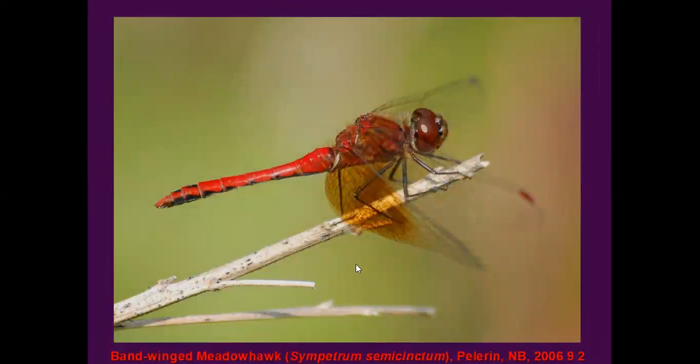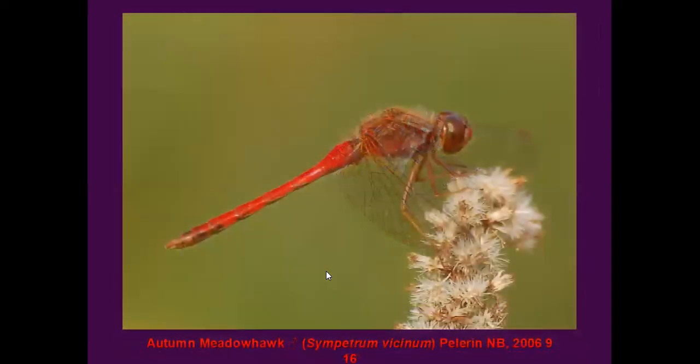And the band-winged meadowhawk with those nice amber-colored patches in the wings. And the autumn meadowhawk, which is our only meadowhawk with paler legs. If you were paying attention, all the other meadowhawks have black legs. The autumn meadowhawk has yellow to tan to brown legs, but not black. And it has the latest record in the Maritimes, November 25th. I bet in the next decade we'll find one in early December.